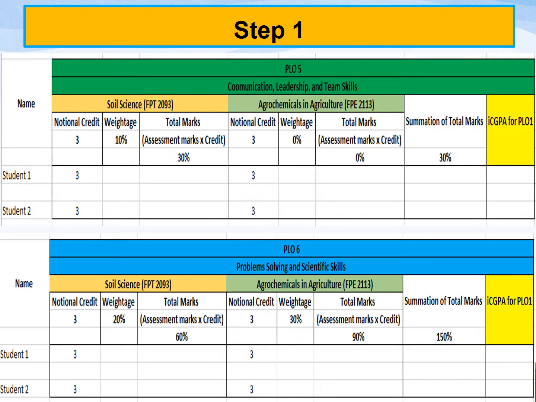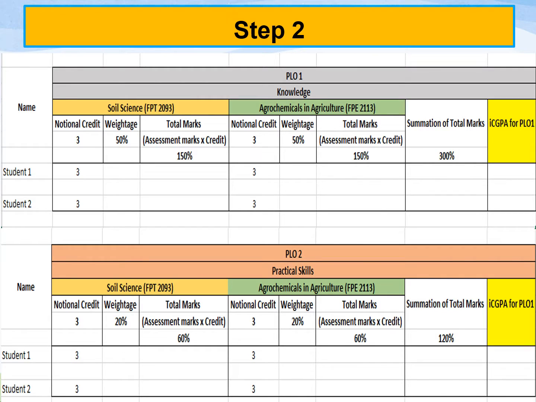In PLO number 6, the weightage for the soil science subject is 20%. Thus, the total marks is 60%. However, for agrochemicals in agriculture, the weightage assigned is 30%. Thus, the total marks is 90%. This gives a summation of total marks of 150%.